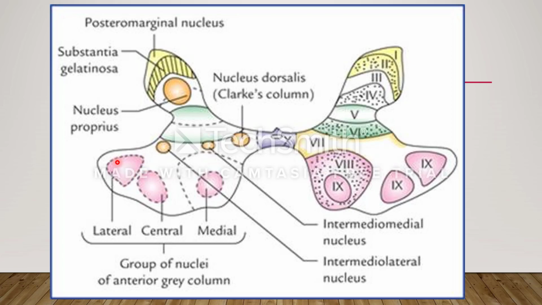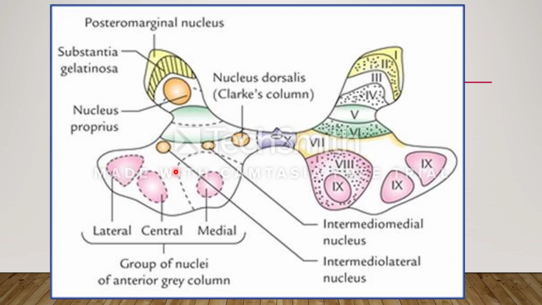In the lateral group, see here, this is the lateral group of the nuclei which are present in the anterior gray column. They are present in the lumbosacral region and the cervical region also. In the cervical region, they will supply the upper limb muscles, and in the lumbosacral region, they will supply the lower limb muscles. So these are for the upper limb and the lower limb muscles.